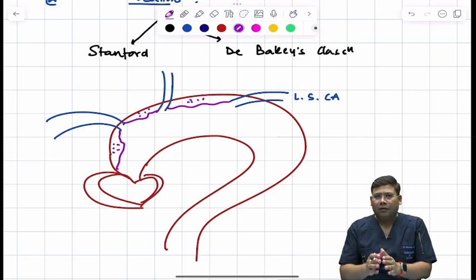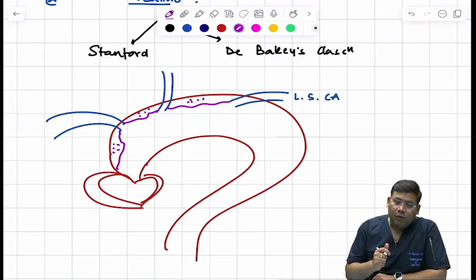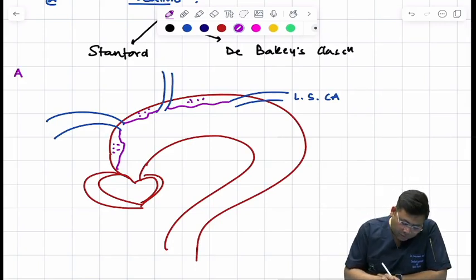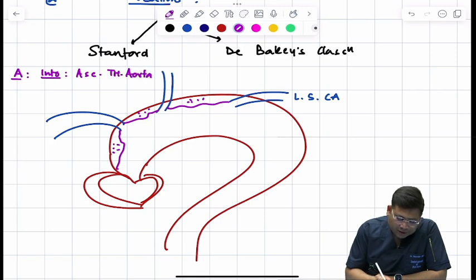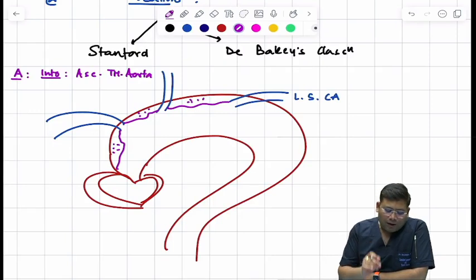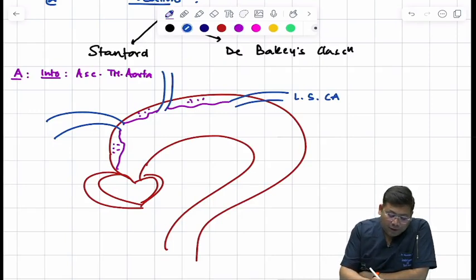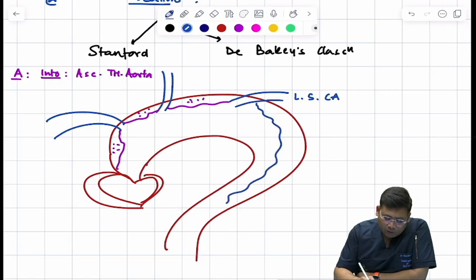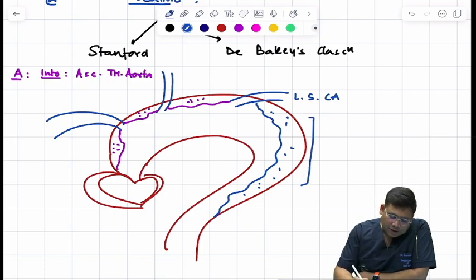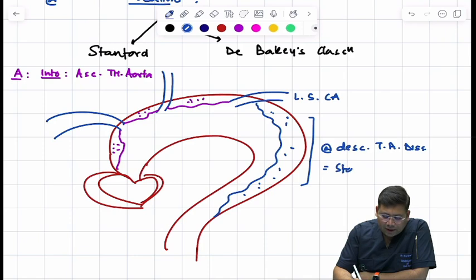If it is located and confined to the ascending or arch, that is what is known as Stanford A. So what is Stanford A? It is into the ascending thoracic aorta. So if the dissection is into the ascending thoracic aorta, that is known as Stanford A. Bachche, what is Stanford B? When we talk about any dissection which is located distal to the left subclavian, so this is along the descending thoracic aorta. So descending thoracic aortic dissection, this is what is known as Stanford B. So Stanford A, Stanford B.